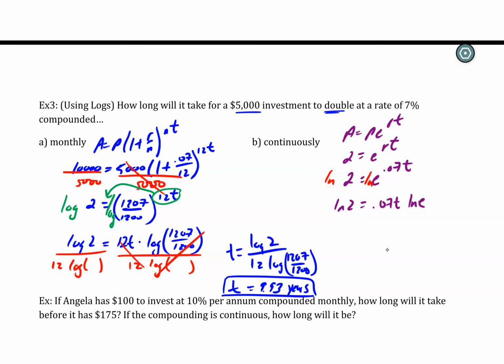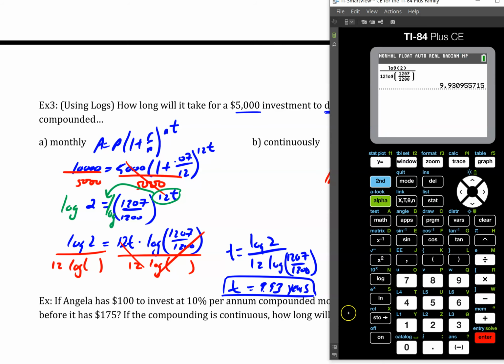This is one of our little rules. The natural log of e is just 1, so that kind of drops out or goes away. And now I can divide both sides by 0.07. And I'm going to get t is equal to the natural log of 2 divided by 0.07. So now if I plug that in, again, natural log is over here. So natural log of 2, divided by 0.07.